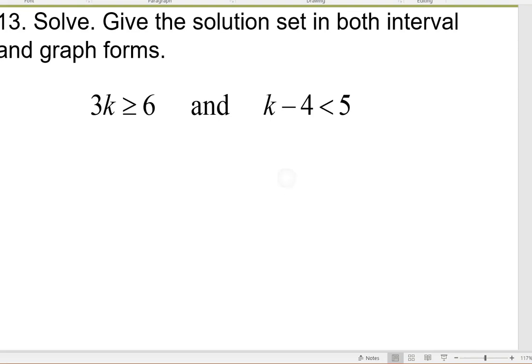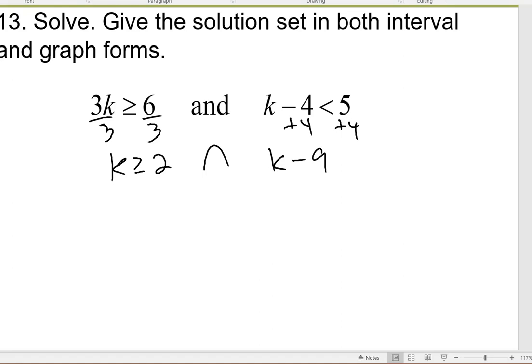Solving this, k greater than or equal to 2, and k is less than 9. This is an algebraic answer.